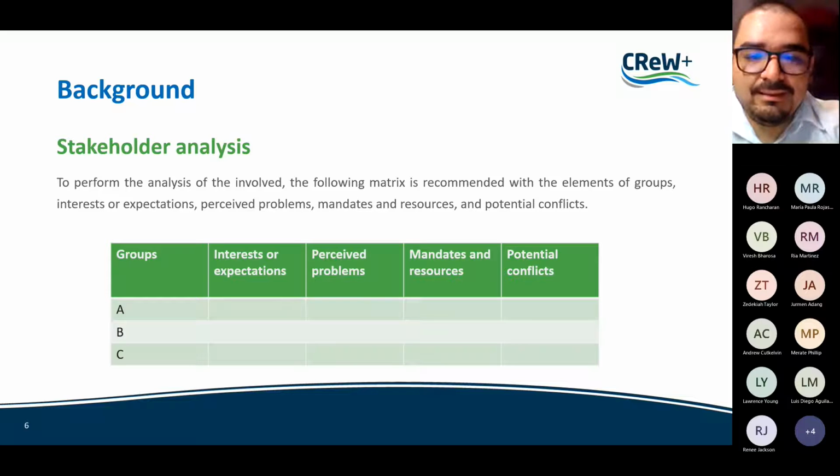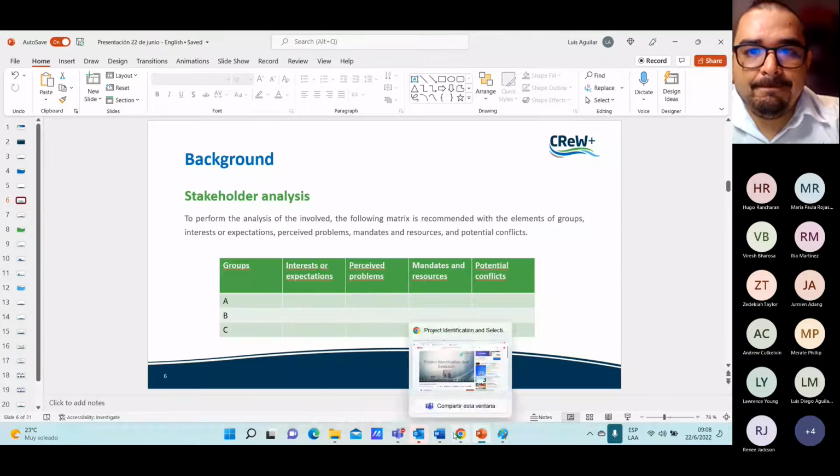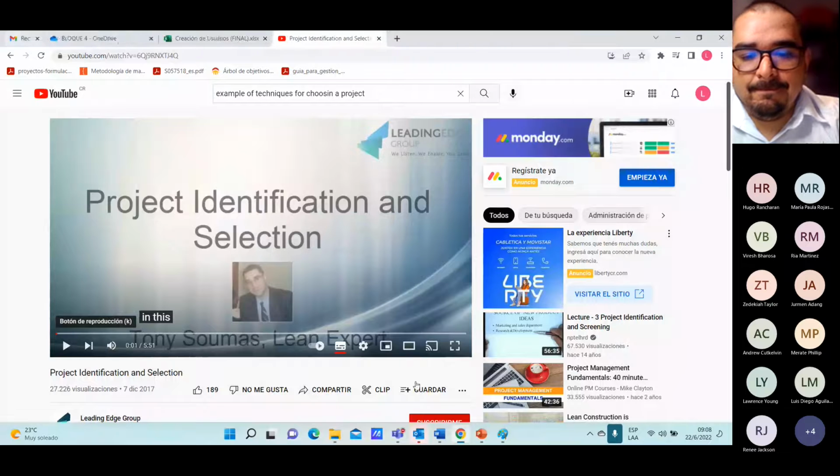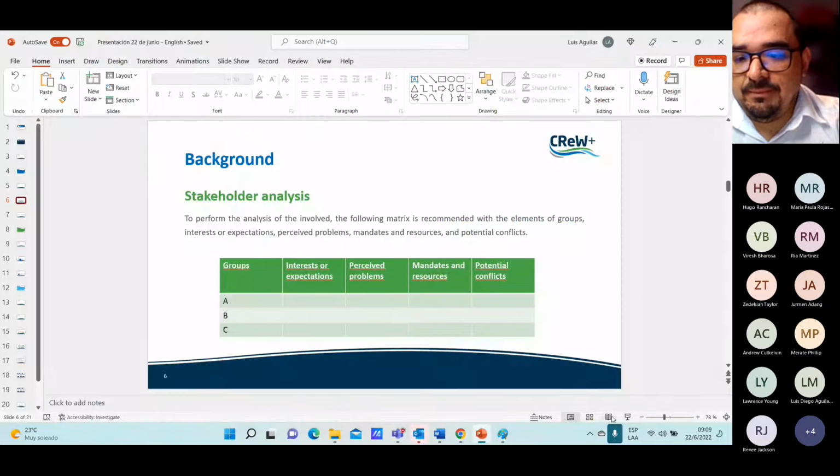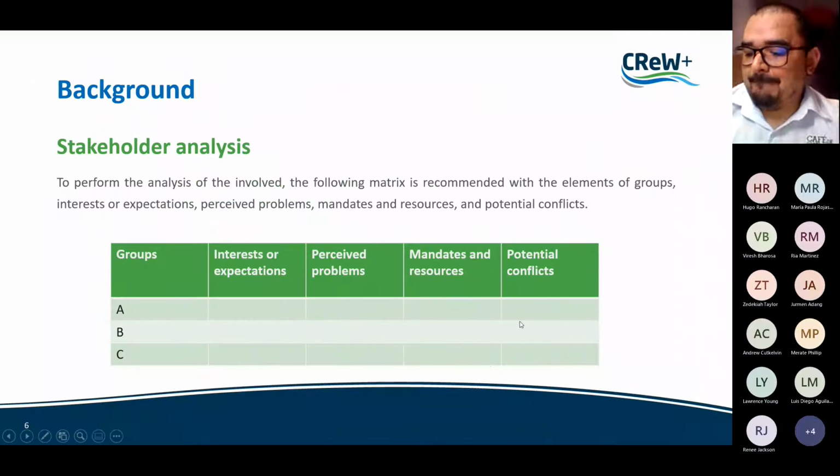So this stakeholder analysis is an instrument that we decide on at the beginning of the project, and we are going to constantly go back to look at it, to update it, and also to design actions to prevent any risk. Does anyone have any questions or comments about the stakeholder analysis, or is it very clear?